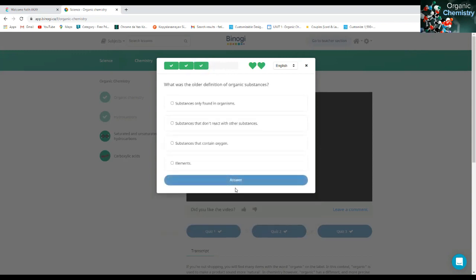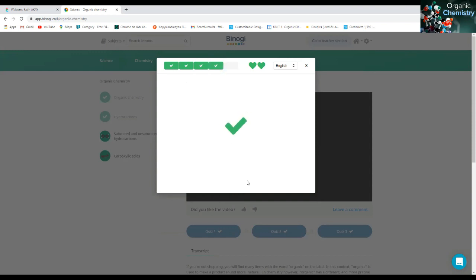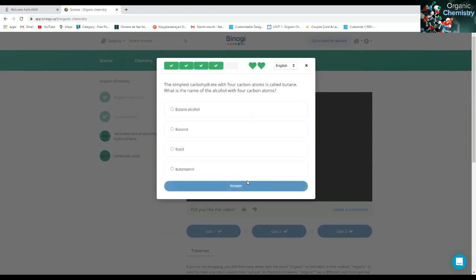What was the older definition of organic substances? Substances only found in organisms. The simplest alkane with 4 carbon atoms is called butane. What is the name of the alcohol with 4 carbon atoms? The alcohol with 4 carbon atoms is butanol.